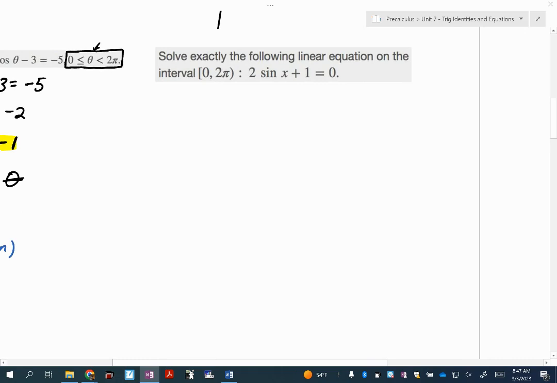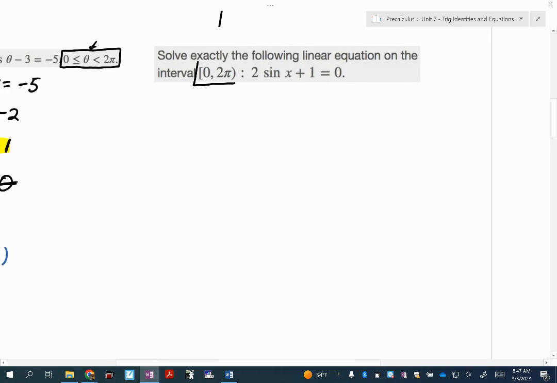All right, another one kind of similar to that. Again, it tells us we're going between 0 and 2 pi. So let's move the positive 1 over with subtraction. 0 minus 1 is -1. Let's move the 2 over with division, and we get -1/2.